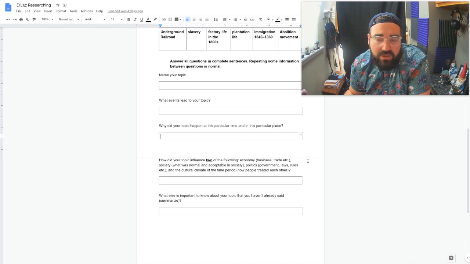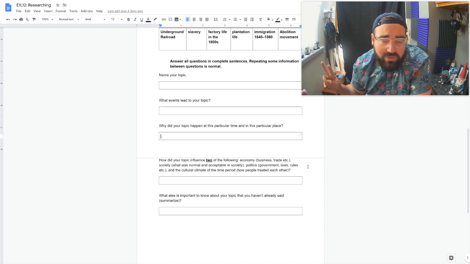Finally, we've got the last two questions at the bottom, and make sure that we are always going to the very bottom of the page. Sometimes those questions like to hide on you. So, how did your topic influence two of the following? Just choose two of these things to consider and read about. Economy, as in businesses and trading. Society, what was normal and acceptable in society. Politics, government, laws, rules. And the cultural climate of the time period, as in how people treated each other. Choose two of those. Don't do all four.